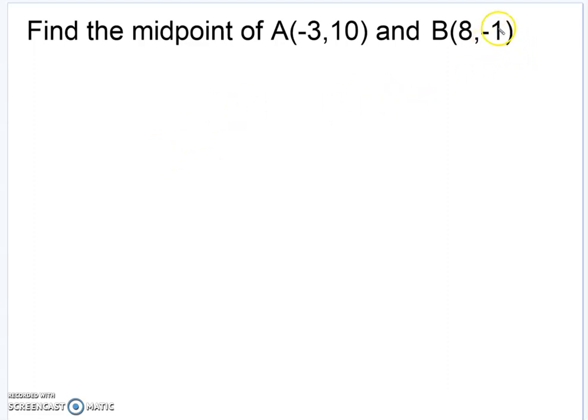Okay, so we're going to start by finding the midpoint, and then we're going to move into distance. Just as a reminder, the midpoint is basically when you have 2 points and you're trying to find the point directly in the middle of those 2 points. So in this case, we have 2 points. We have A and B, and we want to find the point directly between them.